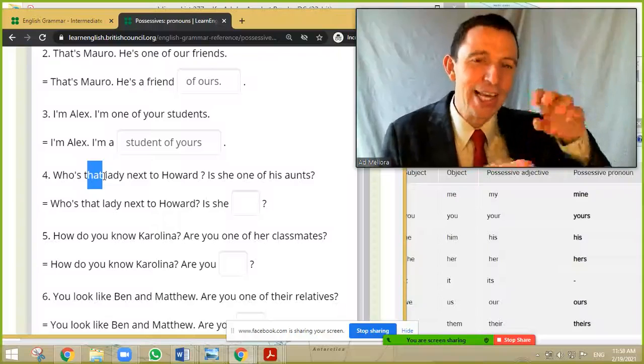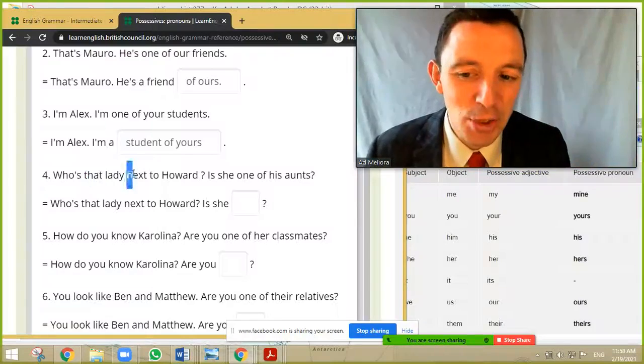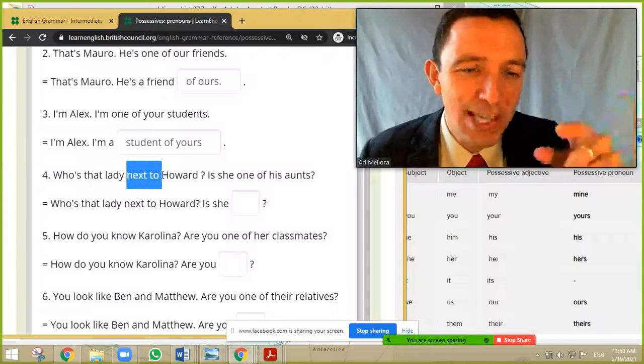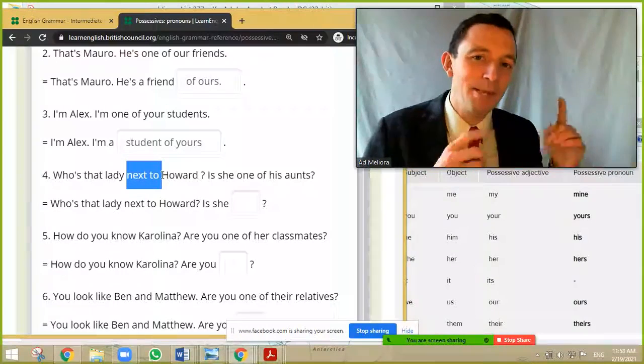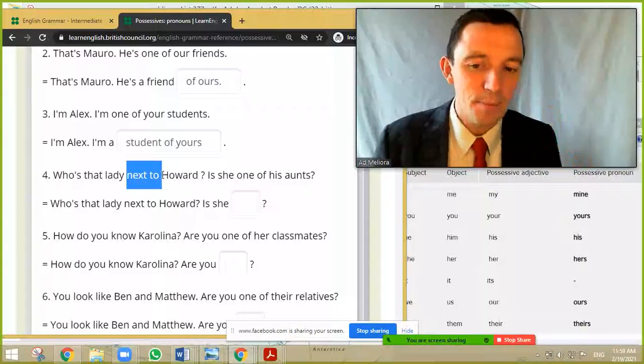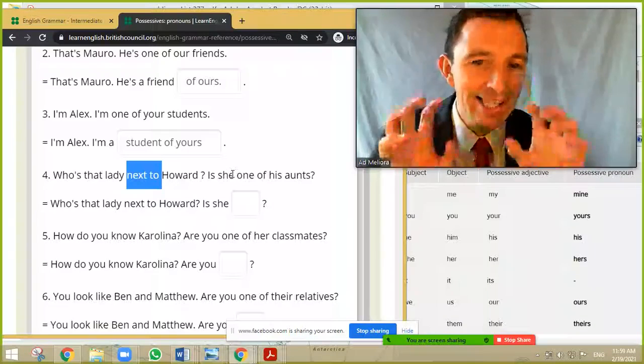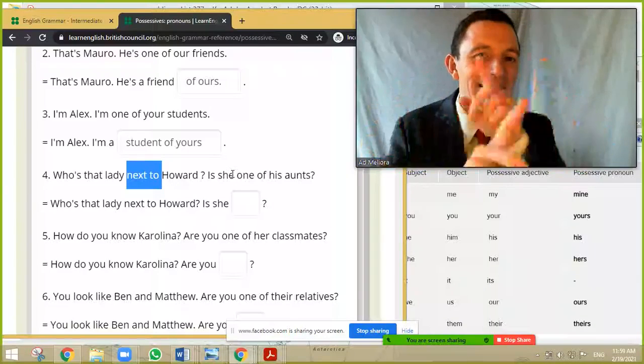Okay, who is, subject who, the verb to be, that lady, this lady, that lady, so it depends on the position, and next to is the preposition. Next to has the same significance as beside, so I am next to my friend, I am beside my friend, exactly the same. She is the affirmative, but the question is is she.